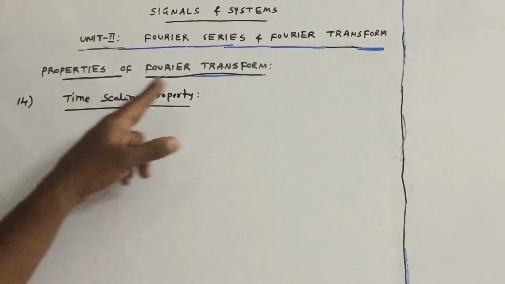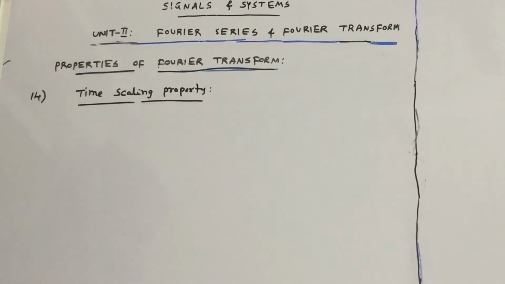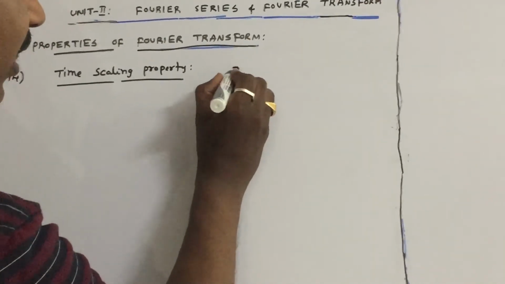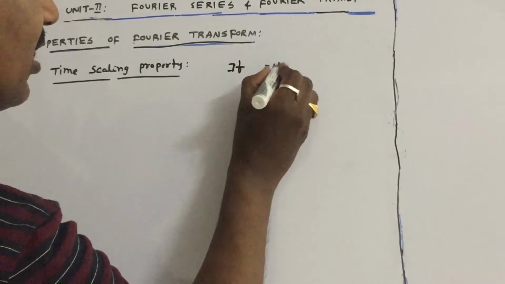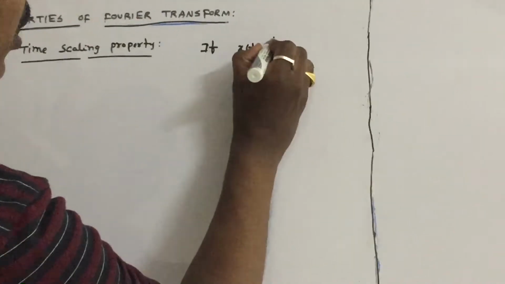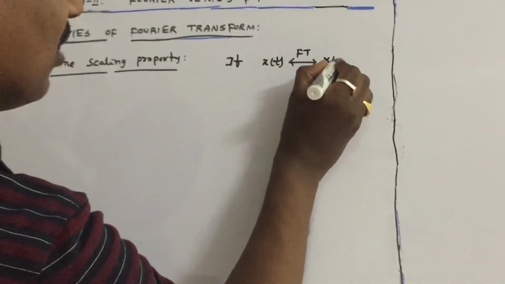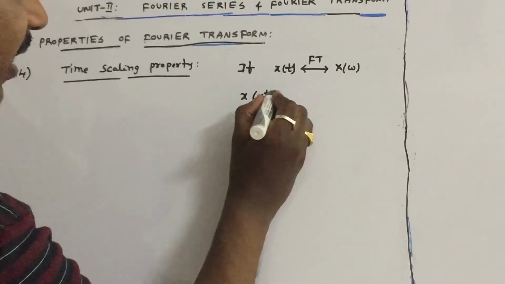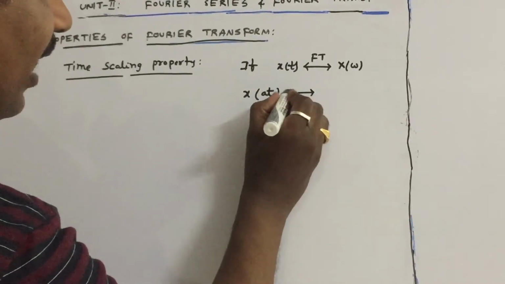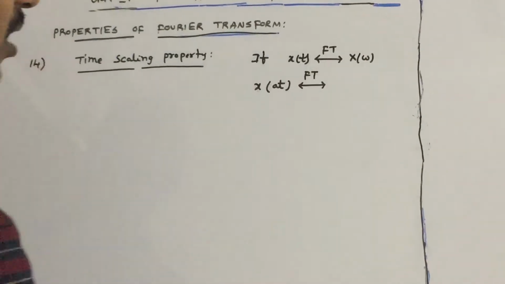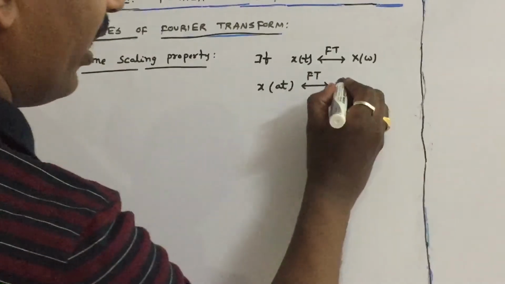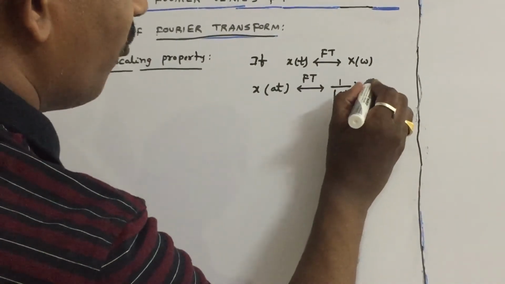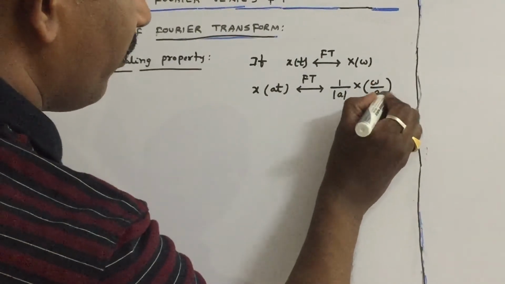So let us discuss the next property of Fourier transform, the time scaling property. Let us see what this property is. If x of t's Fourier transform is, say, X of omega, then, as you know, the time scaling operation, where t is replaced by at, is called time scaling operation. I explained it in unit 1. Then x of at's Fourier transform will become 1 by mod a into X of omega by a.